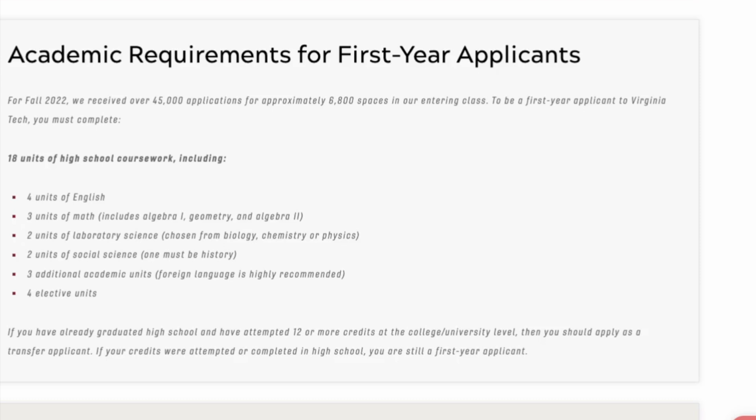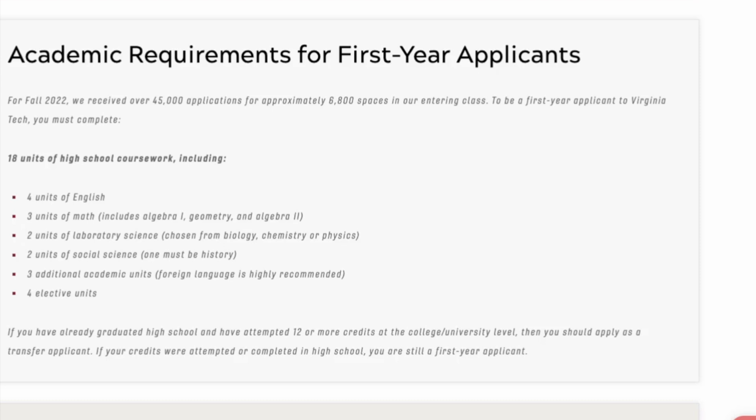So they need 4 units of English, 3 units of math, and it tells you specifically which ones. 2 units of laboratory science, choosing from biology, chemistry, or physics, so at least 2 of them have to come from these 3. 2 units of social science, which would be like social studies. 1 has to be history. Other social sciences would be like psychology, sociology, things like that, geography.